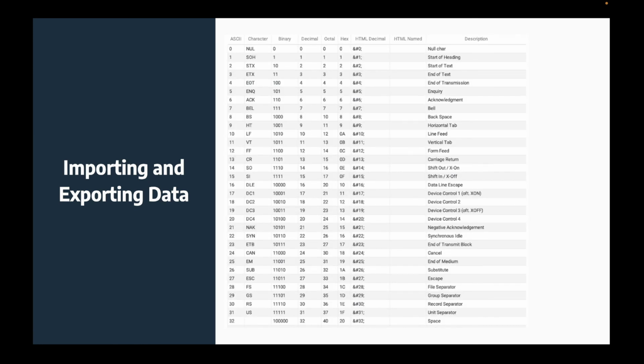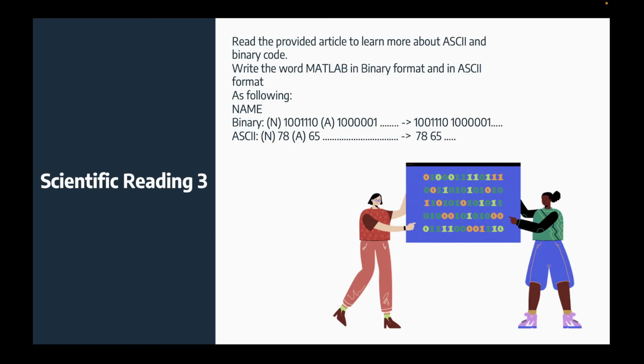If you need more information, you can see the table over here. We have the ASCII on the left, the character, what's the binary, what's the decimal, what's the octal, what's the hex for it. And you can even see the HTML decimal if you're interested, and description. So for scientific reading, I want you to read the provided ASCII tutorial. Learn more about ASCII and binary code. Write the word MATLAB in binary format and in ASCII format.